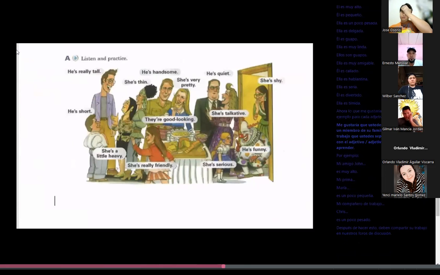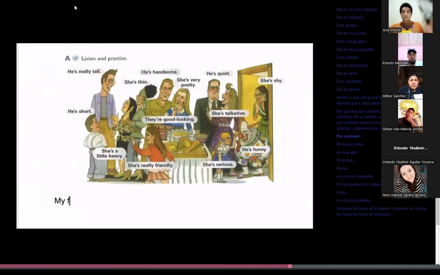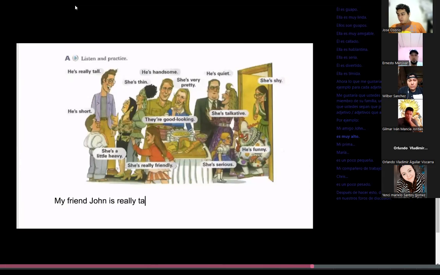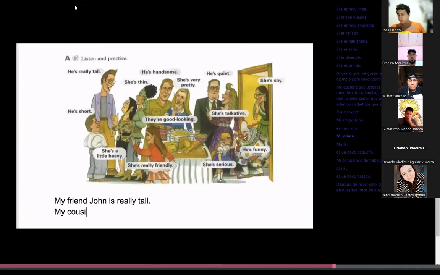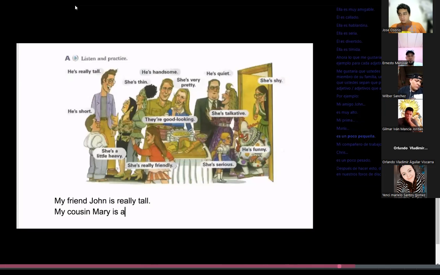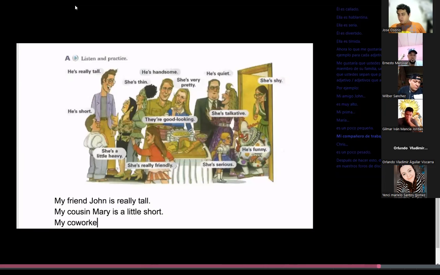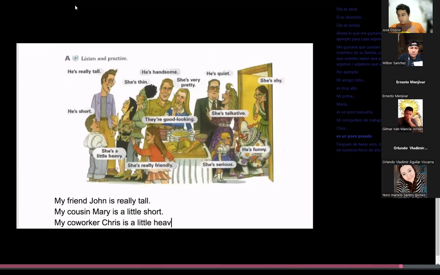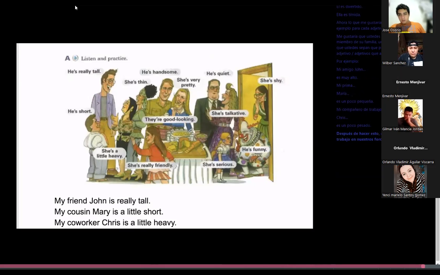adjective that you learn. I would like for you to talk about a friend, family member, coworker that you know whom you can describe with an adjective or adjectives that we just learned. For example, my friend John is really tall. My cousin Mary is a little short. My coworker Chris is a little heavy. After you do this, you should share your work in our discussion forums.